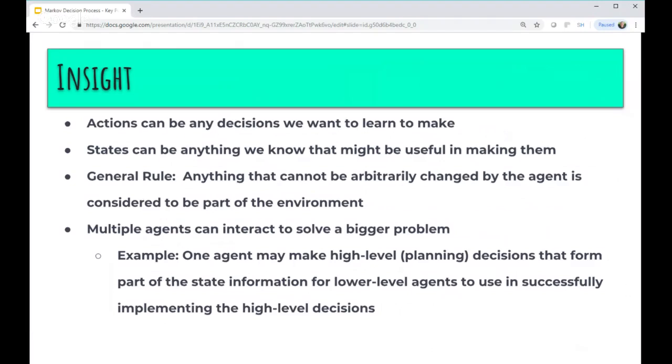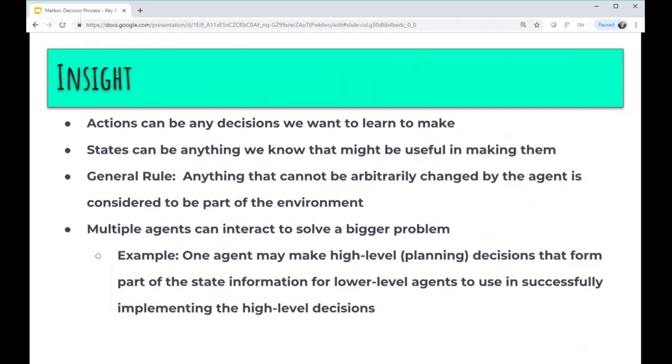Another insight is that you're not limited to having a single agent. You can actually have multiple agents interact to solve a bigger problem. I think we'll talk next week about an interesting paper that talks about a tree-based approach to having agents interact with one another, and we'll talk about a particular example from that paper. The taxi problem is sort of a famous problem in the reinforcement learning world.